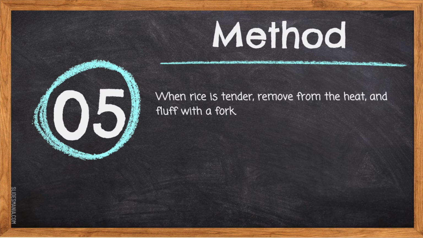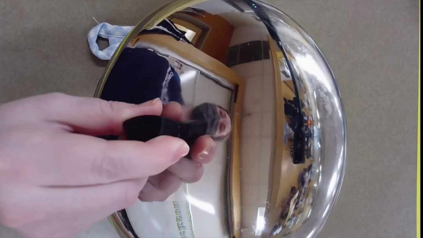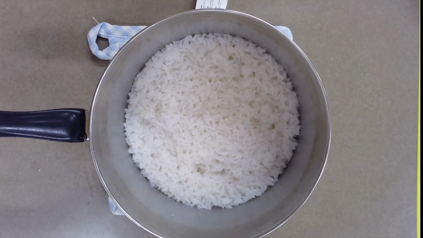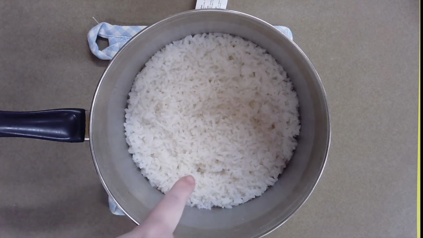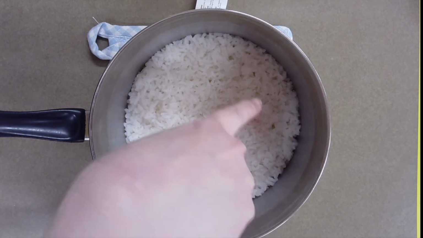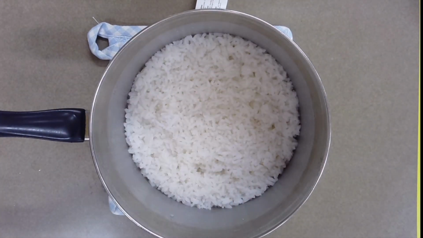Step 5. When rice is tender, remove it from the heat and fluff with a fork. When you go to check to see if your rice is done, you might notice that there are little pockets or holes from the top surface of the rice going downwards. That's actually a really good sign. It kind of looks like a soccer cleat walked across the top of the rice. Usually what that means is that all the water had a chance to be absorbed.